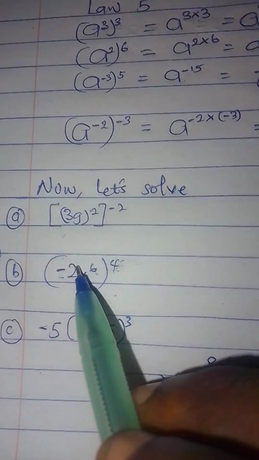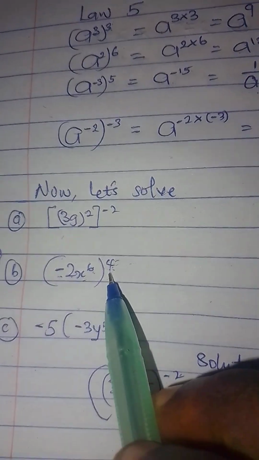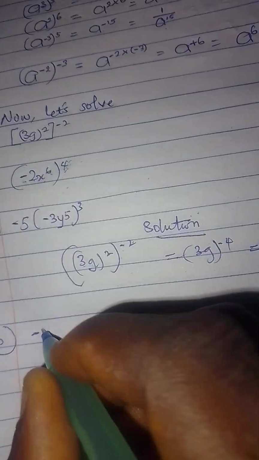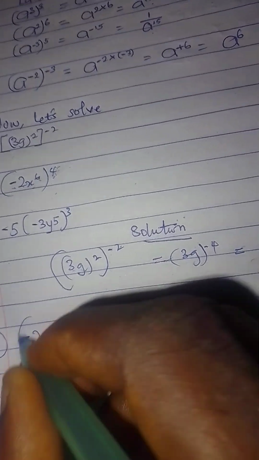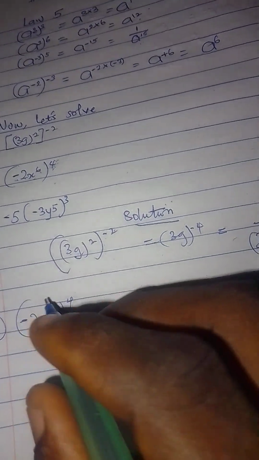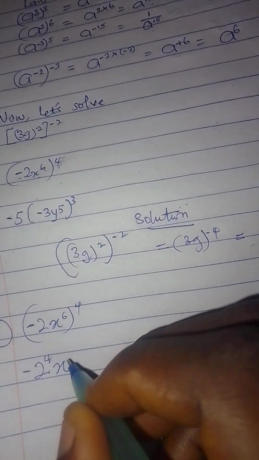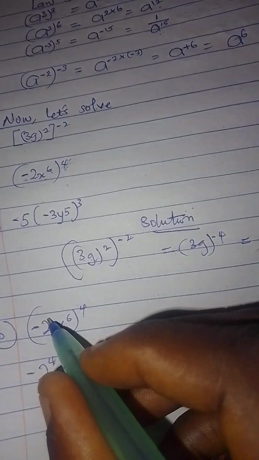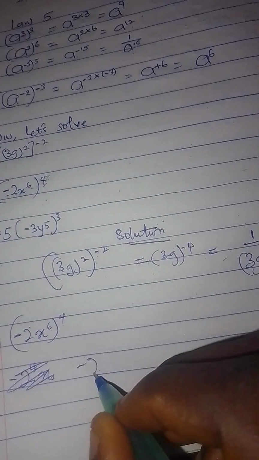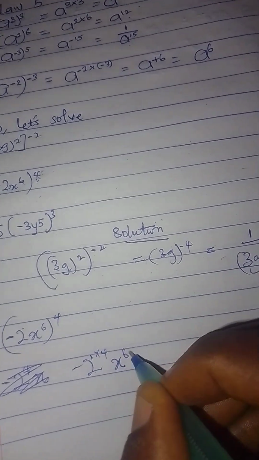So for this question, we have two bases here. We have 2 and x, minus 2 rather, and x. Now, this is even. Let us solve. So I have minus 2 x raised to the power 6, all in bracket 4. So let's simplify. So that means it's going to be minus 2 raised to the power 4 x. How did I get 4? Sorry, yes, now the power of 2 here is 1. Okay, let me just show the workings. Minus 2 raised to the power 1 times 4, and then x raised to the power 6 times 4.